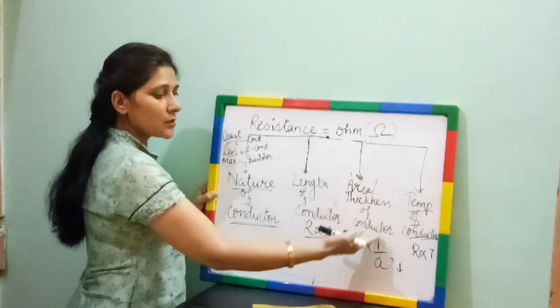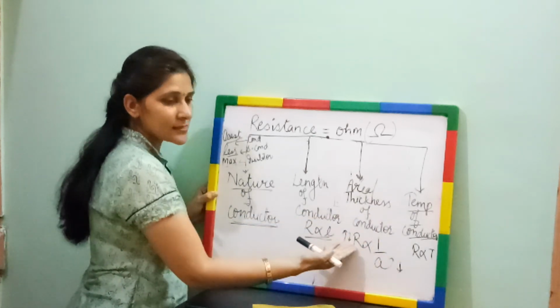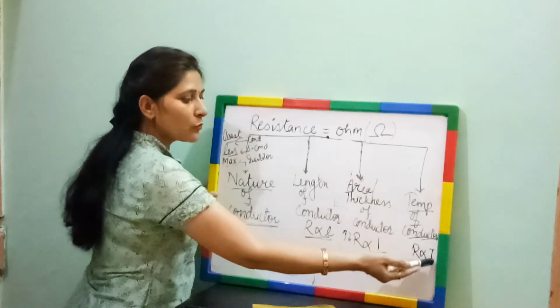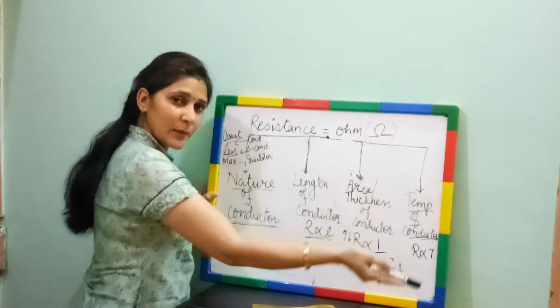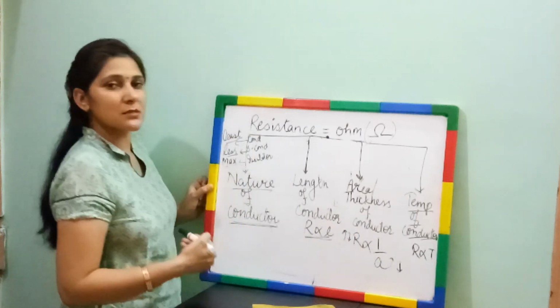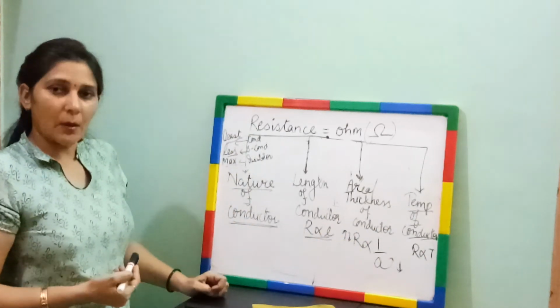Third one, area or thickness of conductor. More will be the area, lesser will be the resistance, and vice versa. Temperature of conductor, more will be the temperature, more will be the collisions between the ions, and more will be the hindrance offered. That means resistance is directly proportional to temperature.